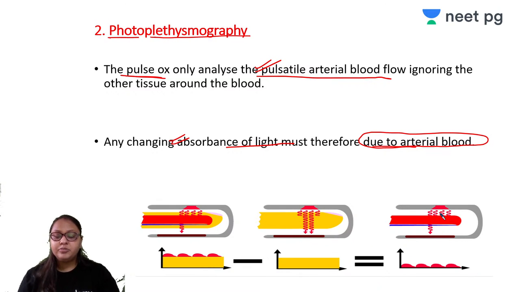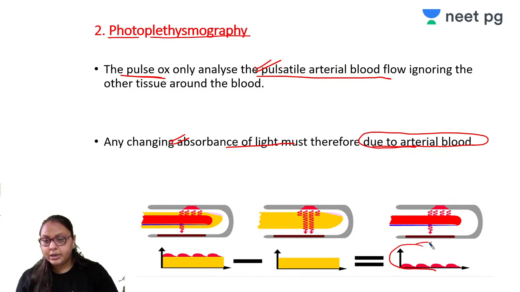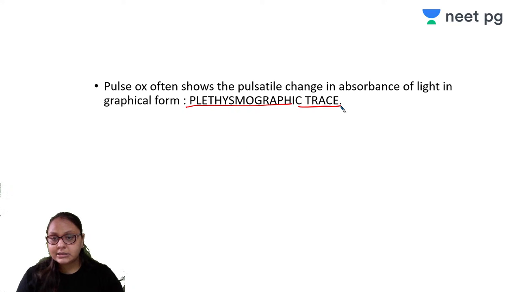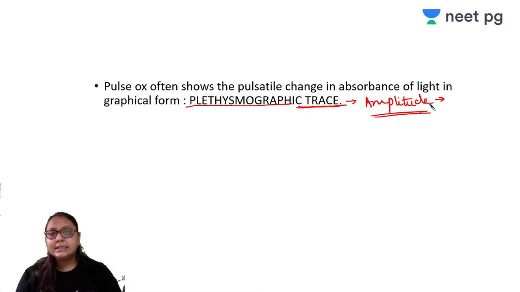It is detecting only the absorbance of light through the artery, which is pulsatile in nature. So that is photoplethysmography, okay. And that gives us this trace that is known as the plethysmographic trace, and the amplitude of this trace tells us about the tissue perfusion, and this is how.